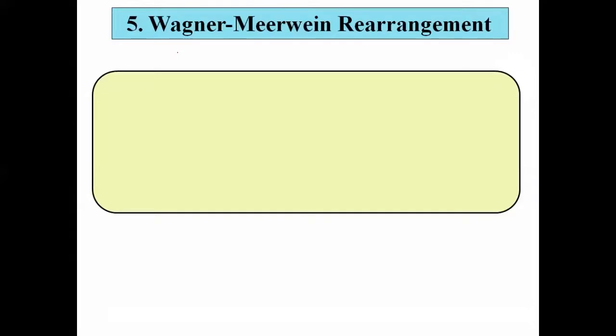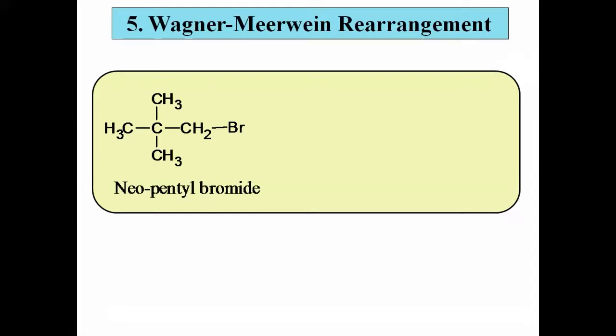Now, first I will explain a very simple example of this particular reaction, and then we will see actually what is meant by Wagner-Meerwein rearrangement. Okay, let us see a simple example. This is an organic compound: CH3, C, CH3, CH3, CH2, Br. A simple example of an alkyl halide. Now, what is the name of this alkyl halide? Yes, it is neopentyl bromide.